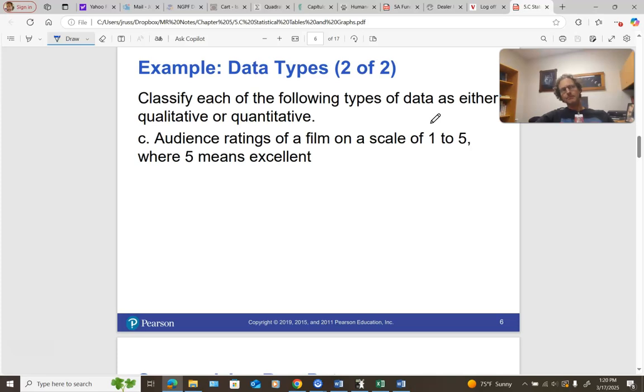Or if somebody rates a movie 4, then that 4 just means they're rating it to be good. And then a 1 might represent the quality of being horrible, okay? So whenever we have scales like this, 1 to 5 or 1 to 10, whatever, the data is actually qualitative. Some people think it's not because it's numerical, but those numbers represent qualities.